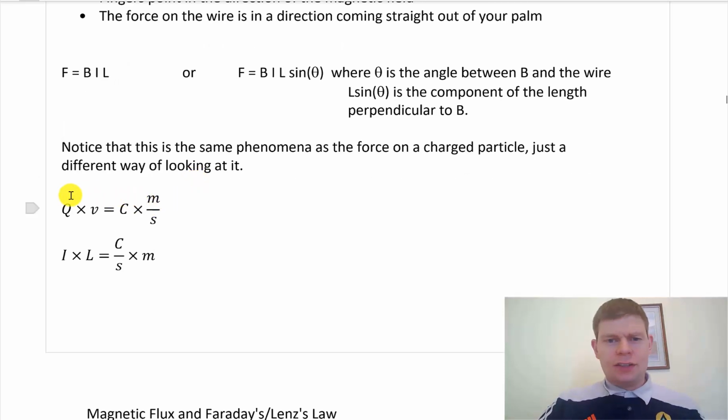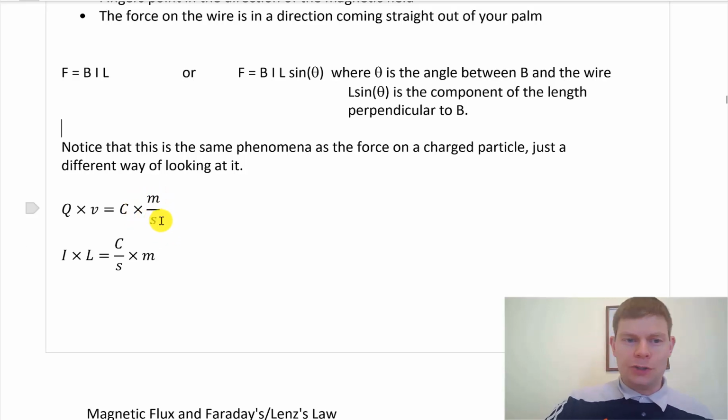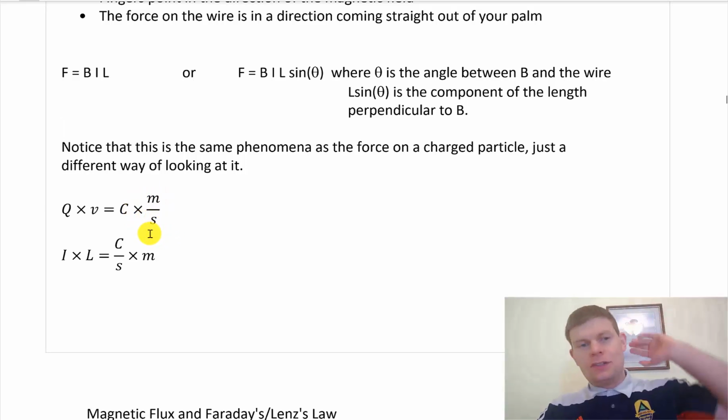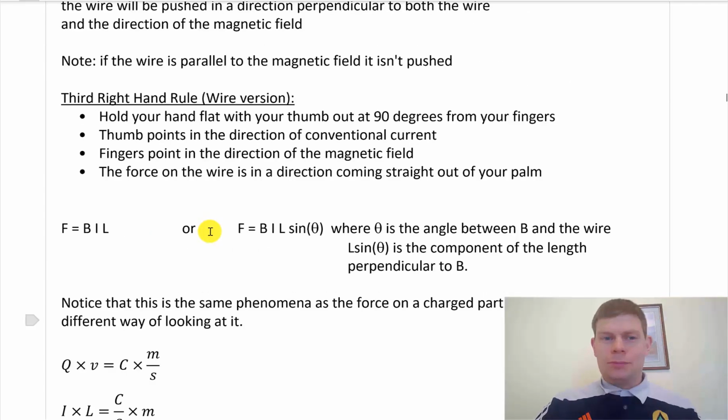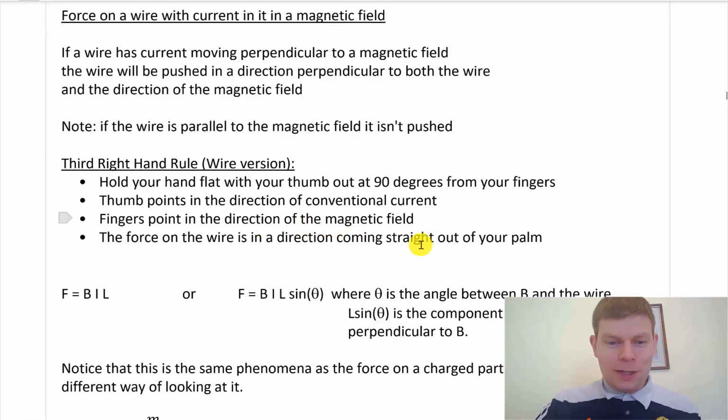And notice this is exactly the same phenomenon as the force on a charged particle, just a different way of looking at it. If you do Q times V, you've got coulombs times meters per second. Whereas if you do I times L, you've got coulombs per second times meters. Notice either way, you've got coulomb meters per second, and then multiplied by teslas to give you force. Yeah, I can't ask questions, unfortunately, in this format.